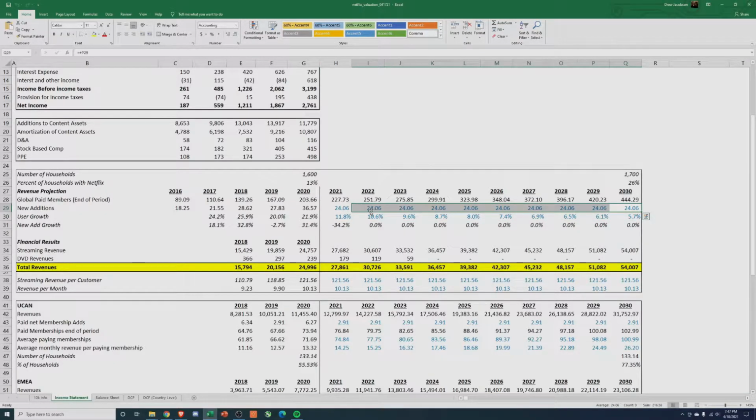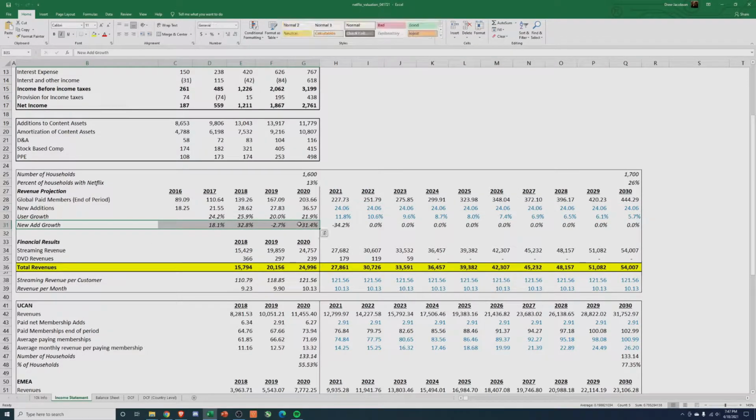So another reason we looked at it this way is they actually talk about new user add growth. So looking at the year-over-year growth of new users, right, from one year to the other.